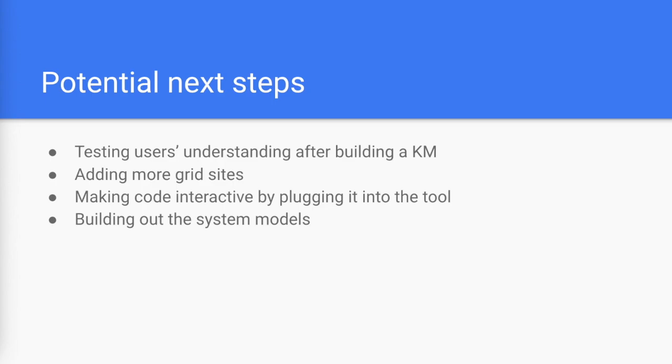The potential next steps for the project are: number 1, testing users' understanding after building a knowledge map. Given a set of professional websites, can users identify which technique was used or which technique they would have used to reach the visual outcomes in each website? Number 2, adding more grid websites. Number 3, making code interactive by plugging it into the original Knowledge Maps tool so that users can toggle with the values and see how that affects the visual outcomes of each site. And number 4, building out the system models. If we don't want to hard code the example pairings, how are these pairings chosen by the user or created?